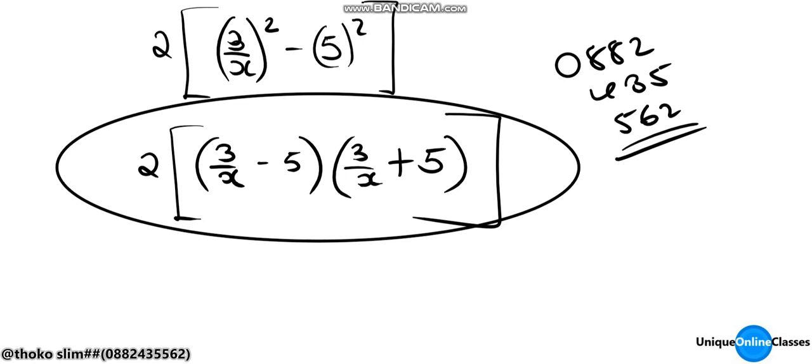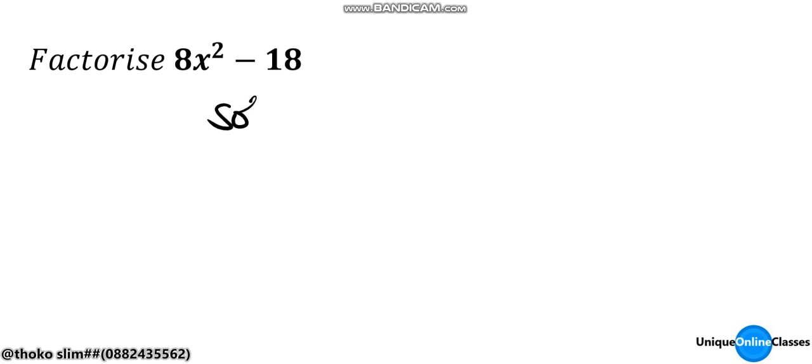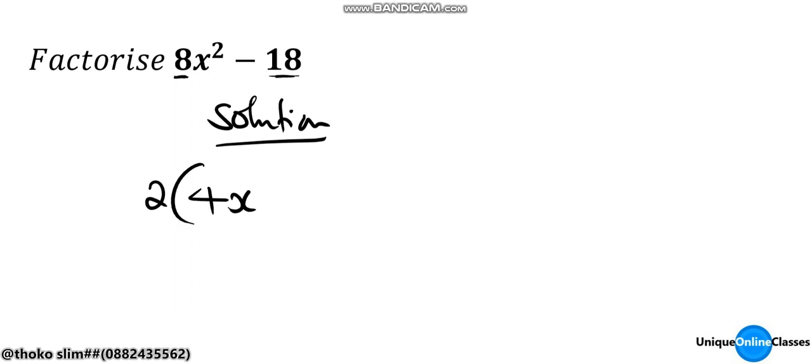Let's now move on to another question. I'm now going to factorize 8x squared minus 18. So the solution of this one: we need to find the square numbers in 8 and 18. The square number in 8 is 4, and in 18 it's 9, like we did in the previous example. So here we are going to take out 2. 2 into 8x squared leaves 4x squared, then minus 2 into 18, that's 9 here.